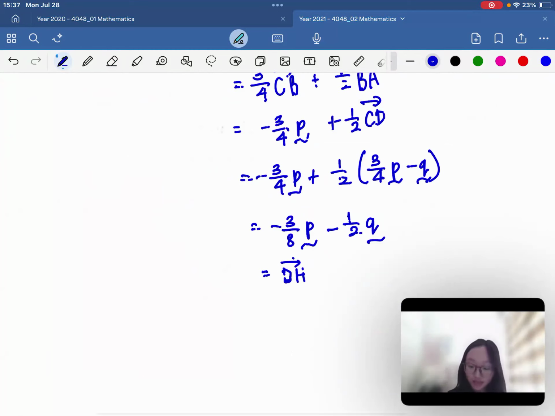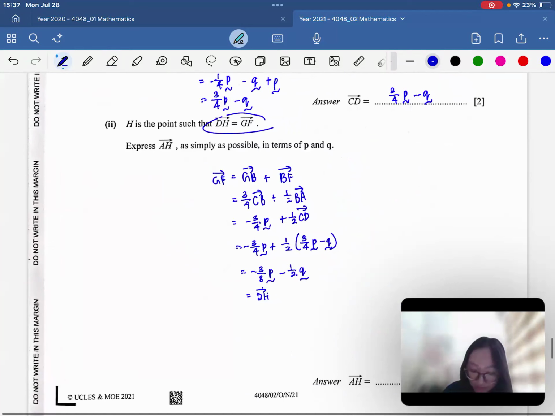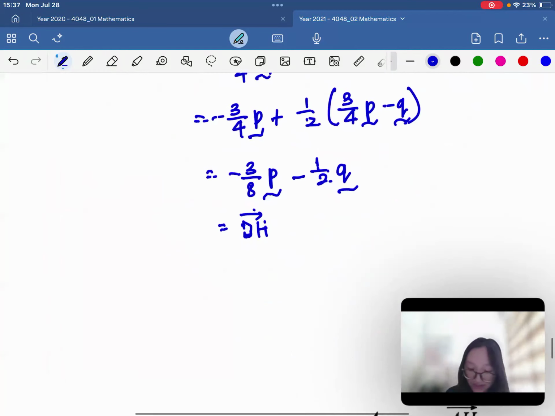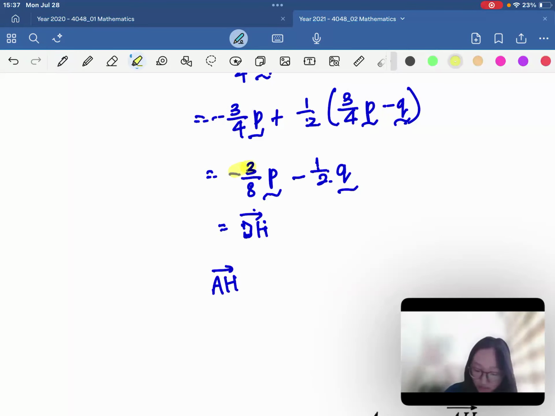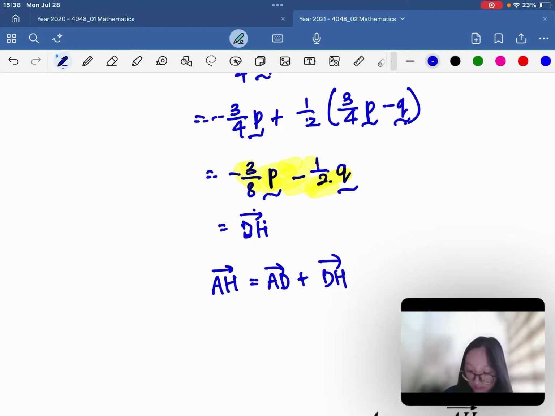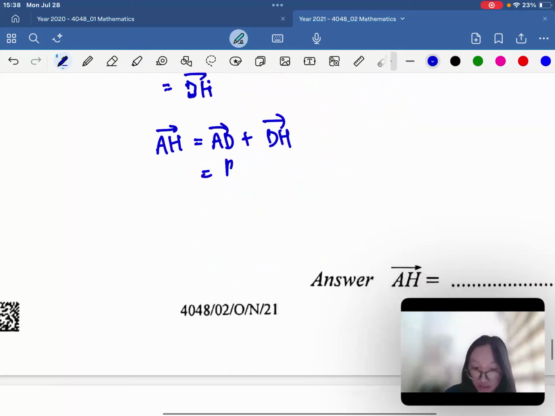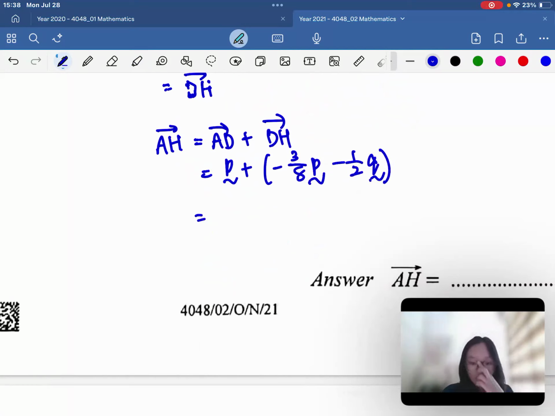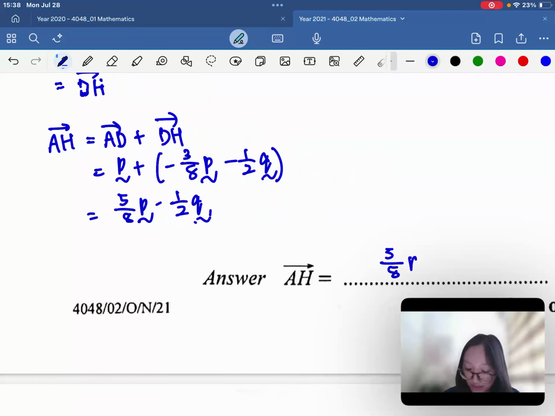Okay, so now they want us to find AH. So let us find AH. Knowing that DH is equal to this, we can use this information to find AH. So AH is equal to AD plus DH. Okay, so this is equal to P plus negative 3/8 P minus half Q. If we do our simplification, we will get 5/8 P minus half Q. So that is our answer.